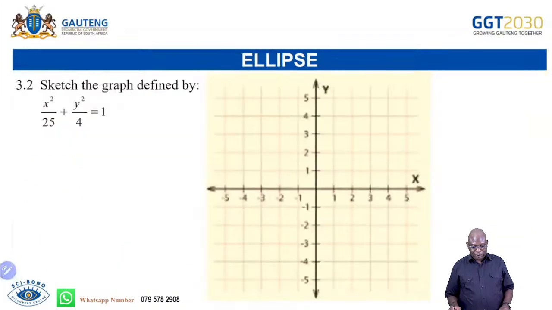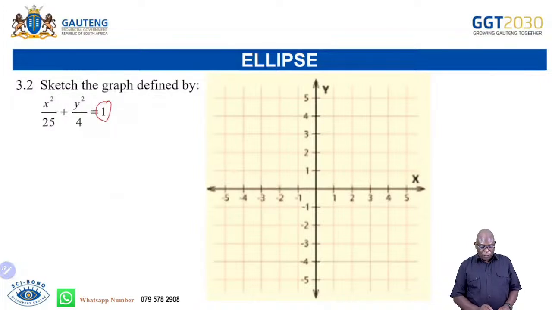All right. The ellipse, as I said, this is the easiest question in the question paper, in paper 2. The question will come in this way. X squared over 25 plus y squared over 4 equals 1. So that part here must always be equal to 1.